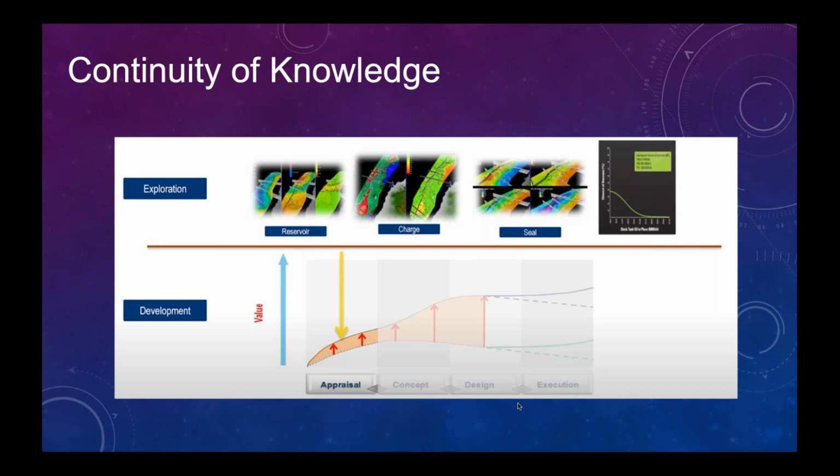So usually those projects generate a lot of opportunities. Once they get handed over to the development team, to an asset, things actually become slower, and they, of course, are going to focus on another field. So we need to ensure that when those projects are handed over from exploration to development, there is a continuity of knowledge.